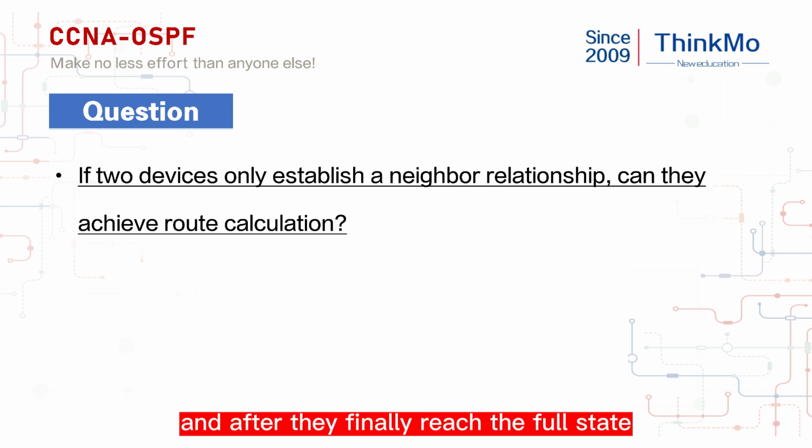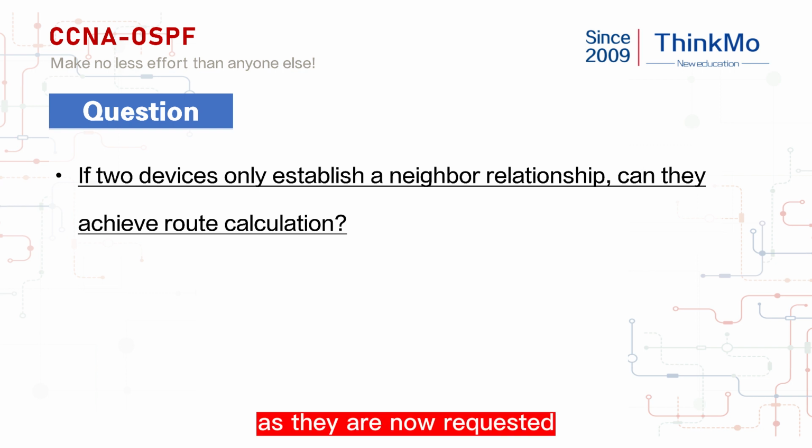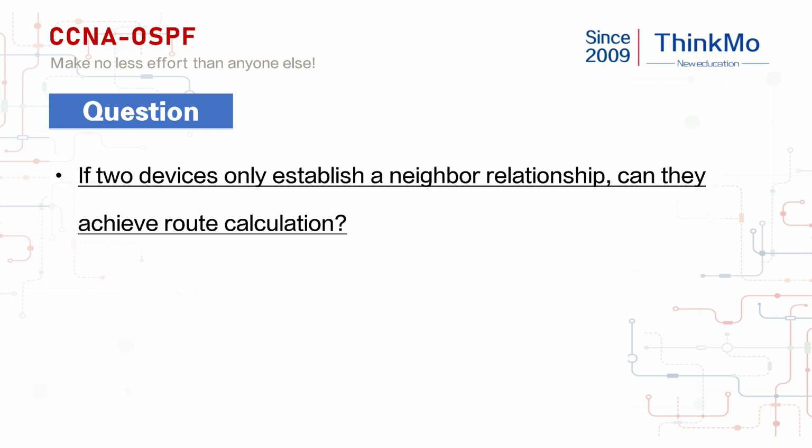And after they finally reach the full state, their adjacency has achieved database synchronization, as they have now requested, replied and confirmed. Both of them now have 1, 2, 3, 4, 5, 7, 8, 9. After all is synced, route calculation can proceed.